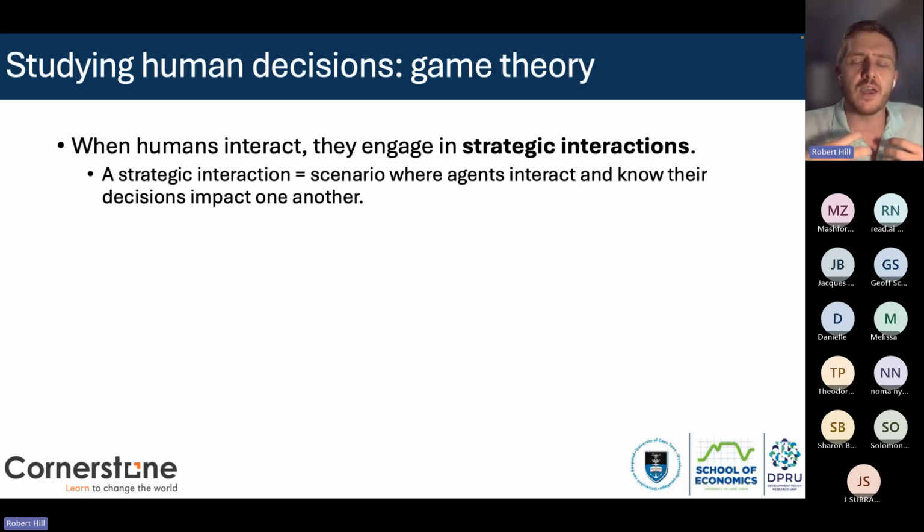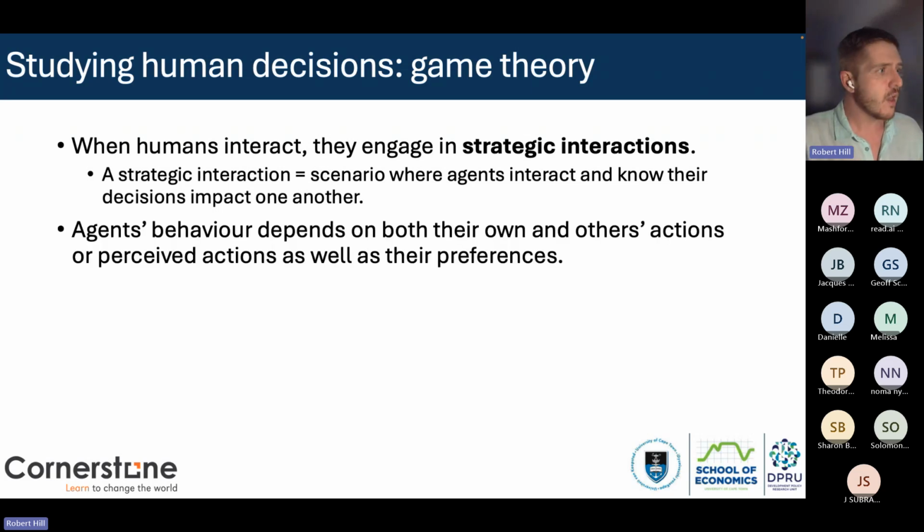We know that if I choose something, it's going to impact you. And I know that if you choose something, it's going to impact me. And we have to come to some kind of agreement between us. It doesn't have to be a formal agreement, just some kind of tacit agreement as to how we're going to act, knowing that we impact on one another in our action choices.